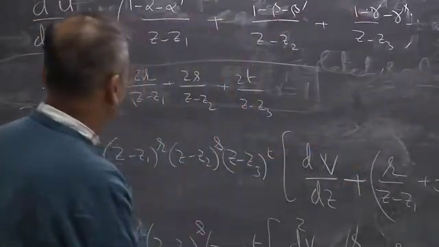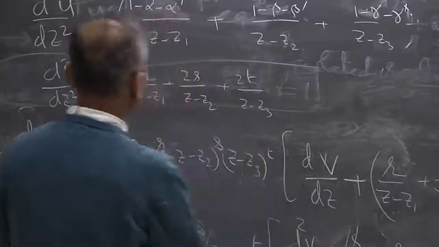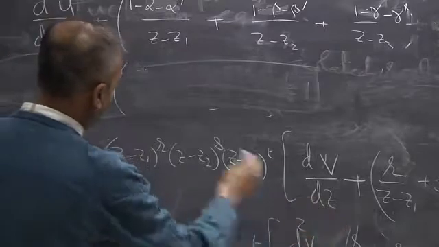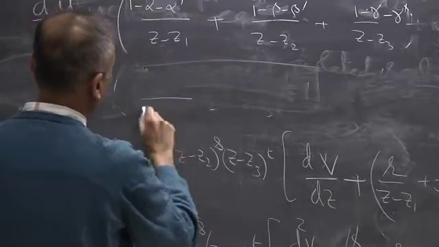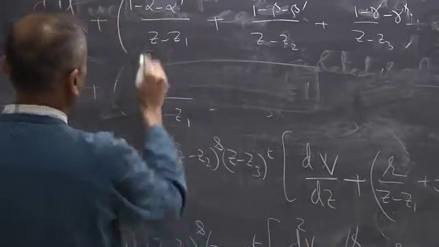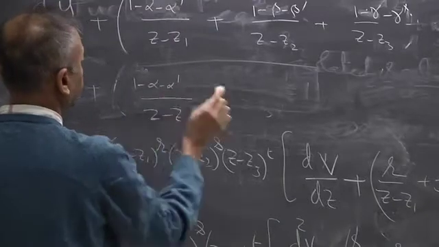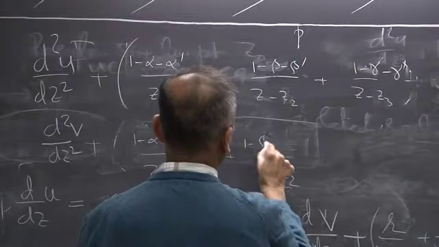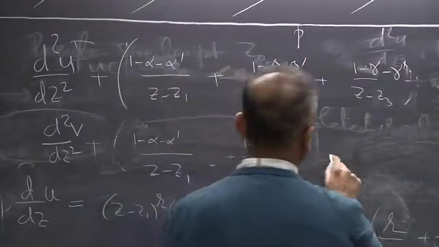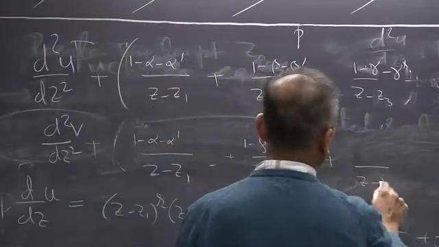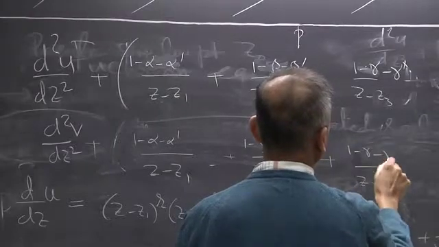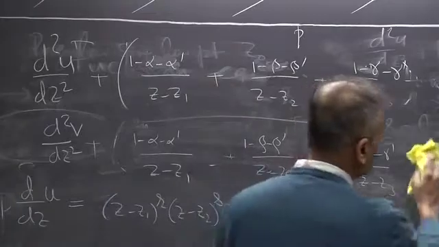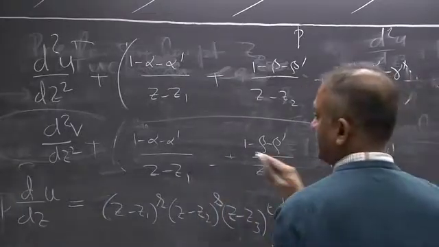Okay. So maybe I should have written like this. First, let me write this term. Then I will add that other piece. So this term is z minus z1, and then here you get 1 minus alpha prime, plus z minus z2, 1 minus beta prime, plus z minus z3, 1 minus gamma prime. That is coming from here. I mean, this whole thing is multiplying dv by dz, right?